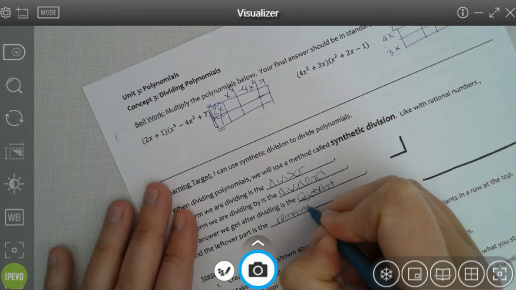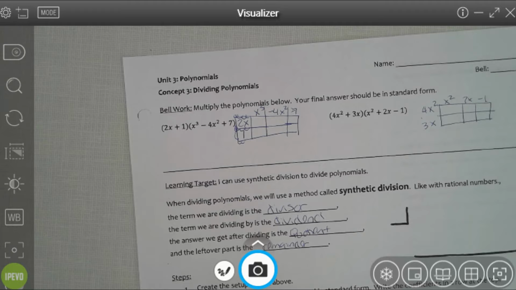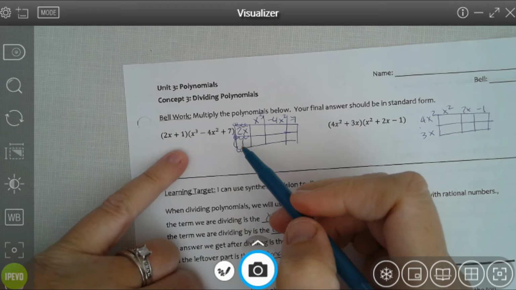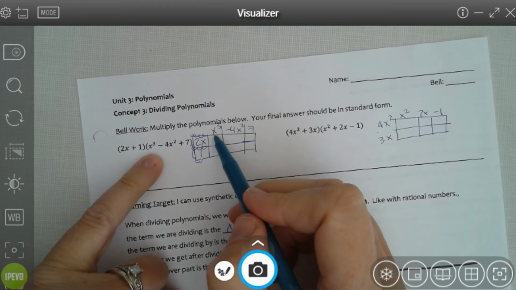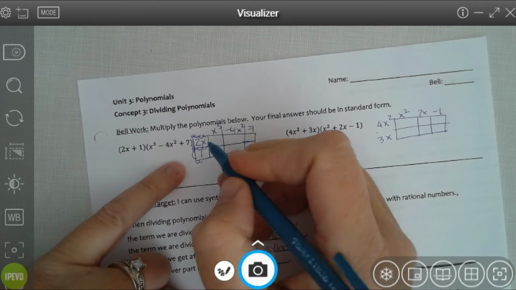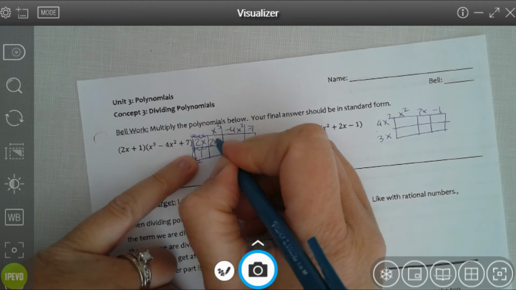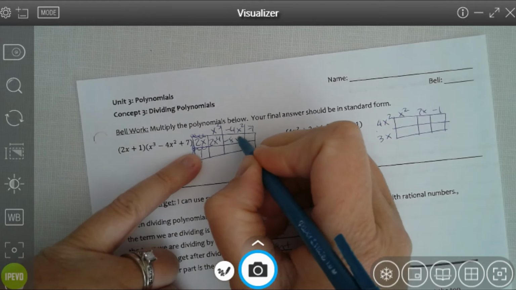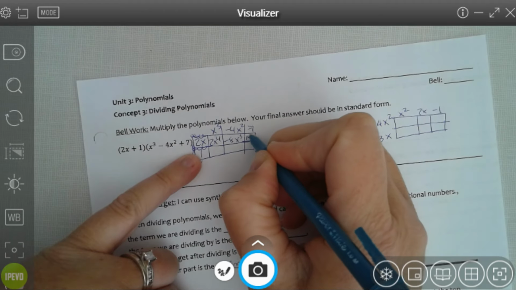All right. So we're going to do the box method of multiplying up here. So I put the 2x over here, ignore the little extra boxes. I put the x cubed minus 4x squared plus 7 up here. So multiply numbers, add exponents. So remember, multiply numbers, add exponents.